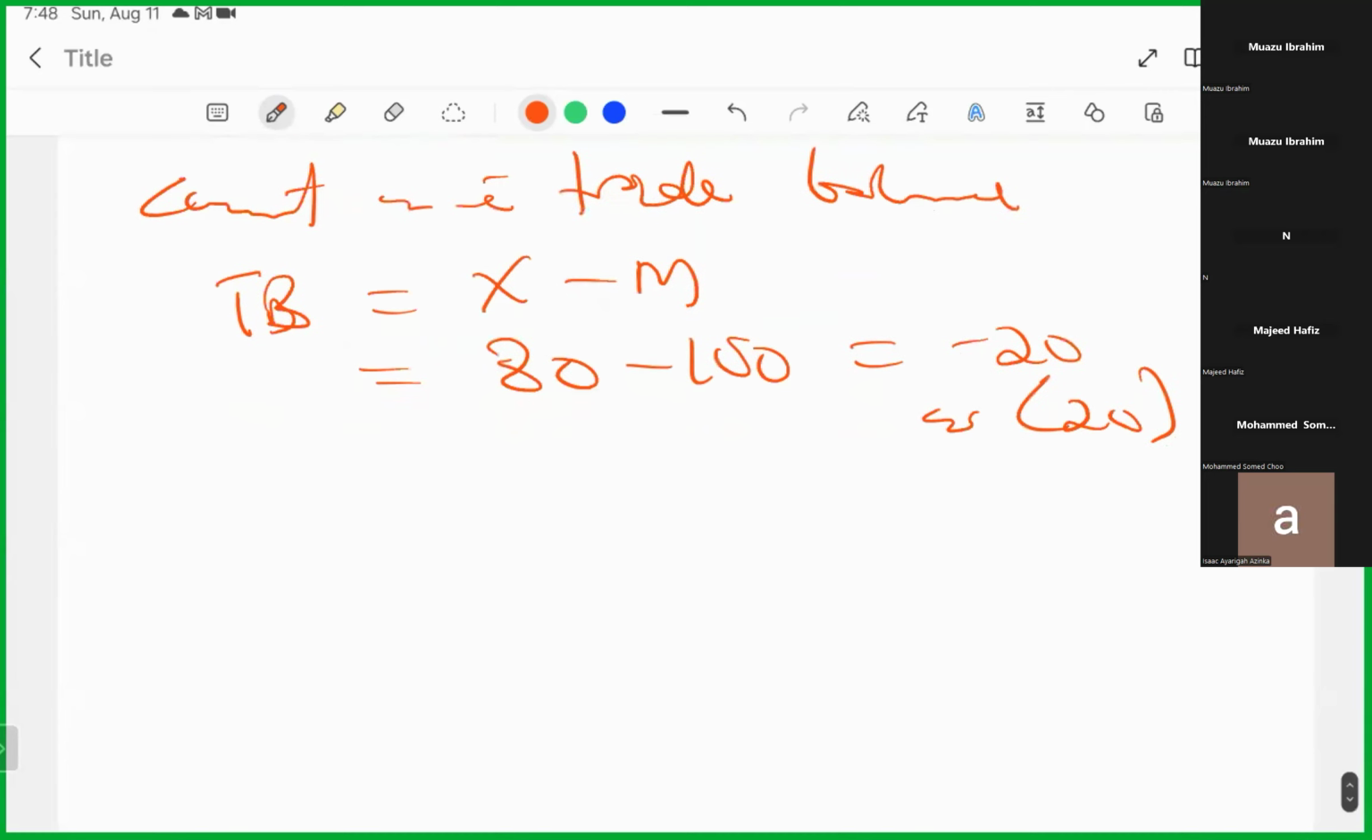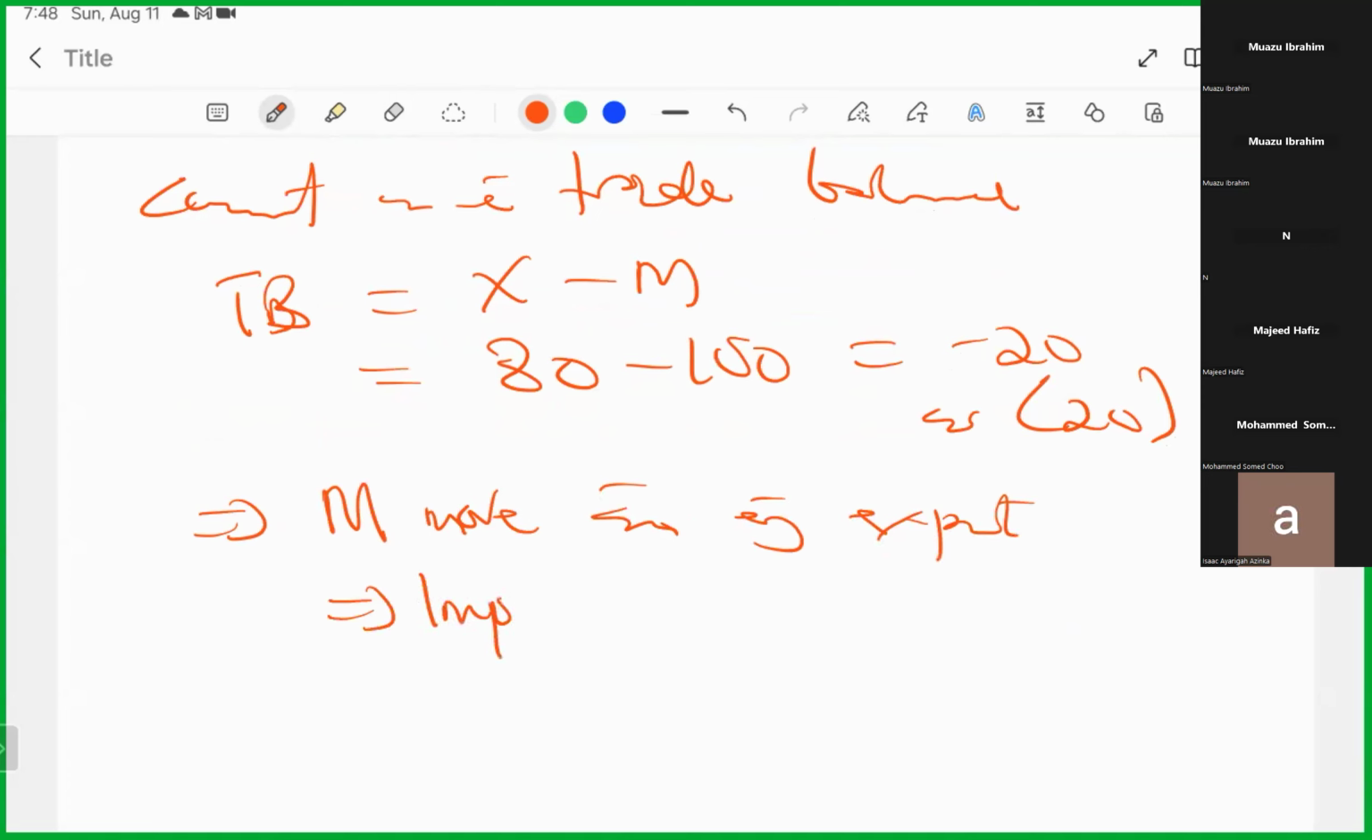And what does that mean? It means the country is import intensive. They import more than they export, which means the country is import dependent or import intensive.